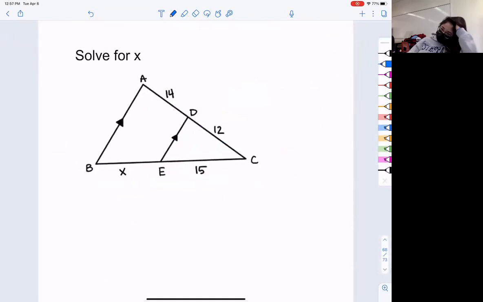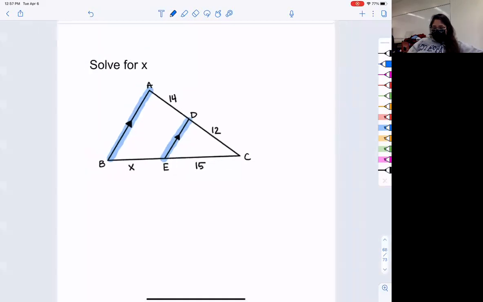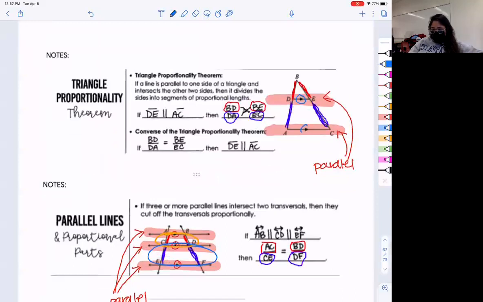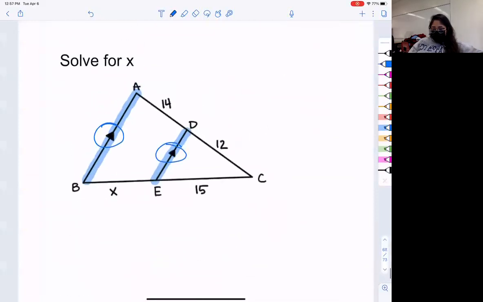Solve for x. You have triangle ABC, then you have ABDE. Elisa, what do we know about these two lines right here that I highlighted? You can type in the chat. Oh, you do know. Very good, Maria. Elisa, what do these two things mean? What do we say up here? Very good, Oliver.